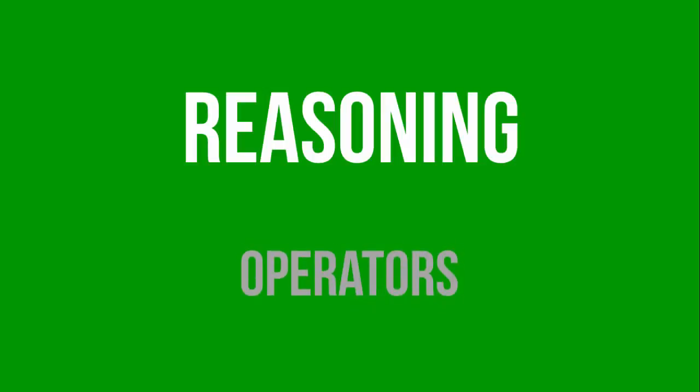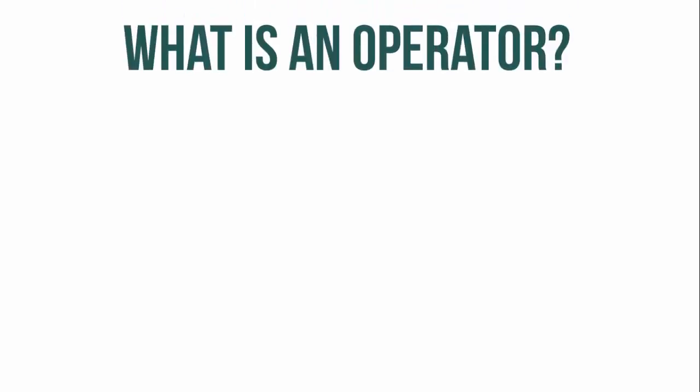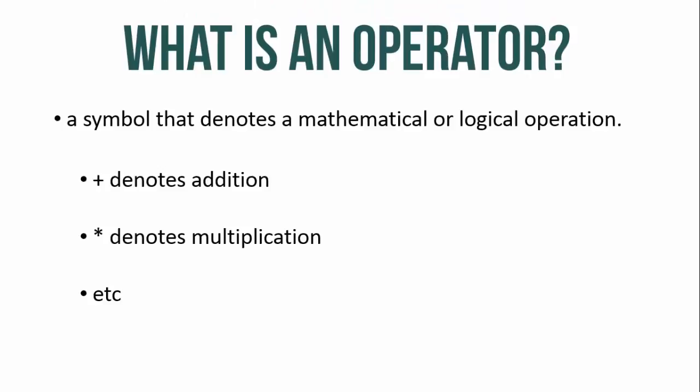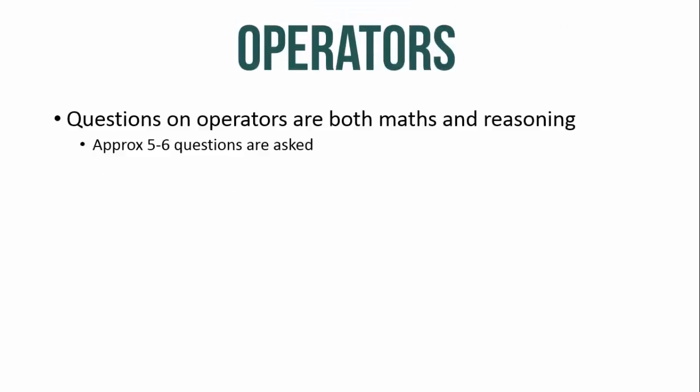The lesson shall be on operators. What exactly is an operator? An operator is a symbol that denotes a certain action that you might perform. This might be mathematical, comparative, logical, and so on. For example, plus is a symbol that denotes addition, a star or a cross is a sign that denotes multiplication, and so on.